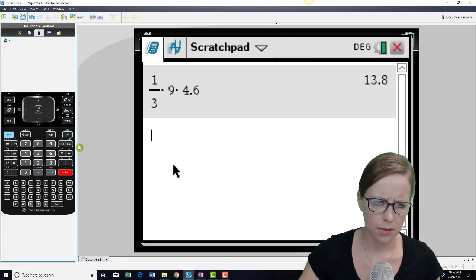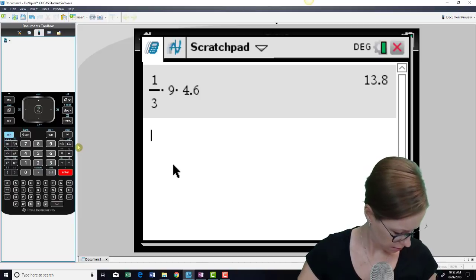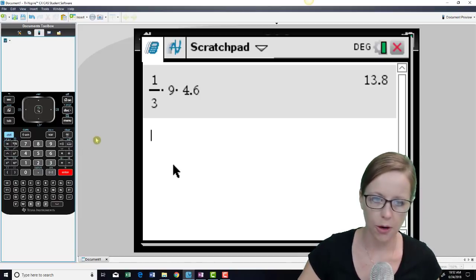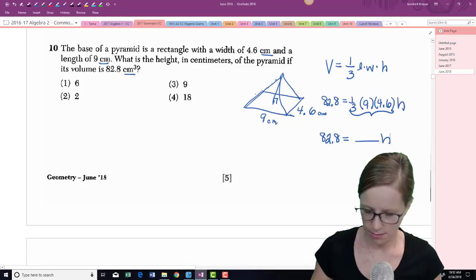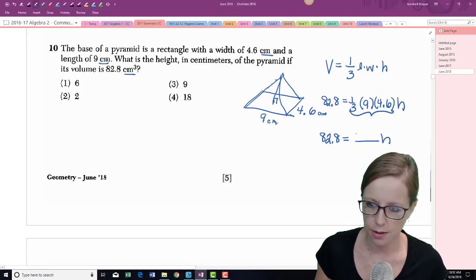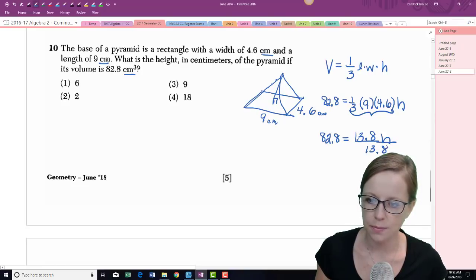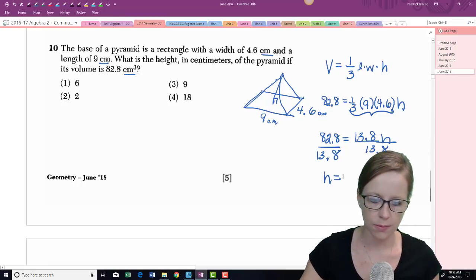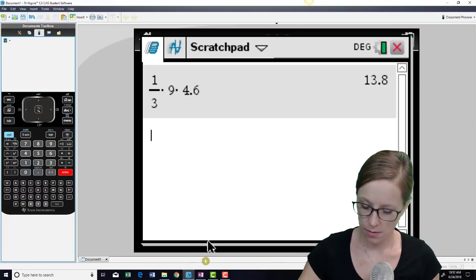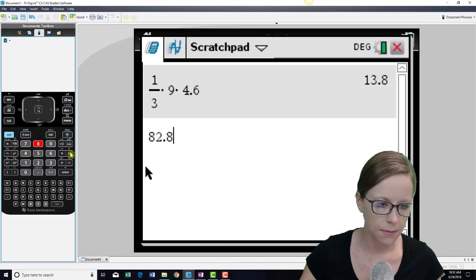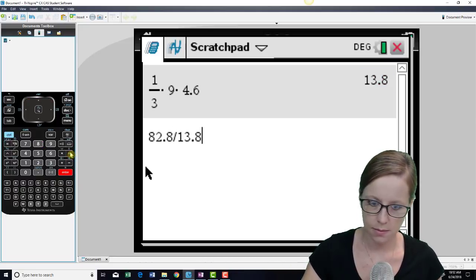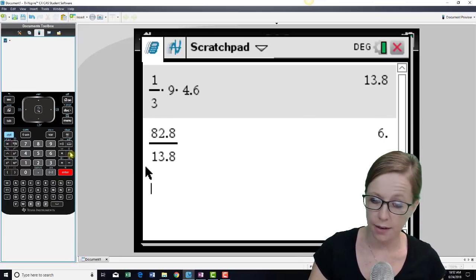Okay. Is that right? I don't know if that's right. Oh no, we're okay. So that is 13.8, and it feels weird because it's rational, yeah. So 13.8. So now I just have to divide by 13.8 to get h by itself. So h is going to be equal to 82.8 divided by, so we have a height of 6.